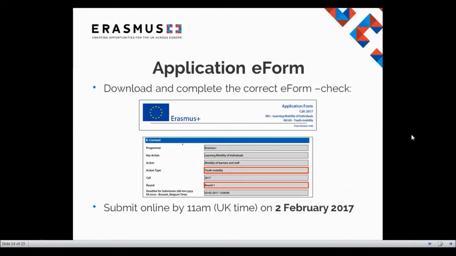Then in section B, you will be able to see this in the form as well when we go through it. In section B on the first page, the correct eForm will state that the key action is learning mobility of individuals. Then again, the action type, the call year as 2017, I apologize. The round will be 1 and the submission deadline will be 2nd of February 2017 at noon. Although we said it before, please keep in mind this is the European time, so you will have to be doing it by 11 a.m.